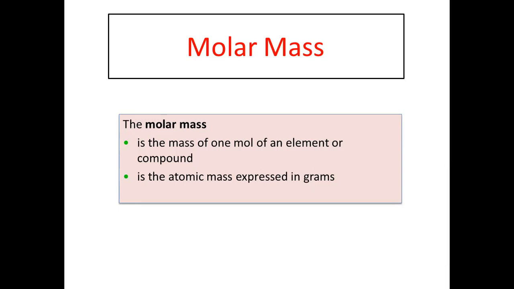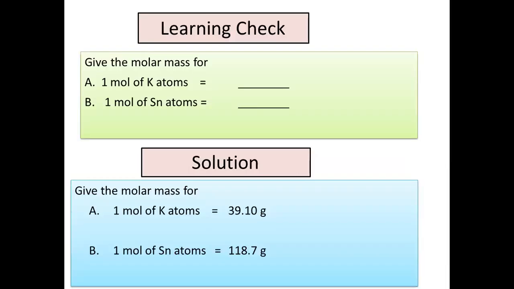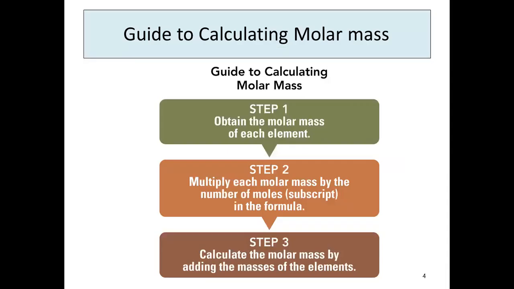So what is molar mass actually? It is the mass of 1 mole of an element or compound, or it is the atomic mass expressed in grams. So we may solve some numericals based on the molar mass. For example, what will be the molar mass for 1 mole of potassium atoms? That will be 39.10 grams. And what will be the molar mass for 1 mole of tin atoms? That is 118.7 grams.